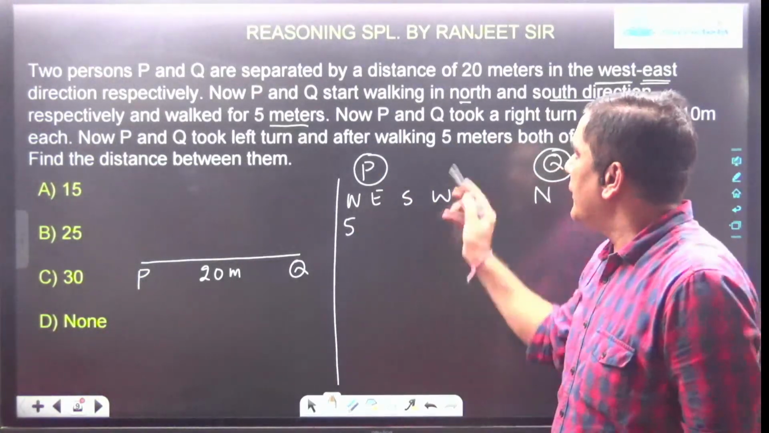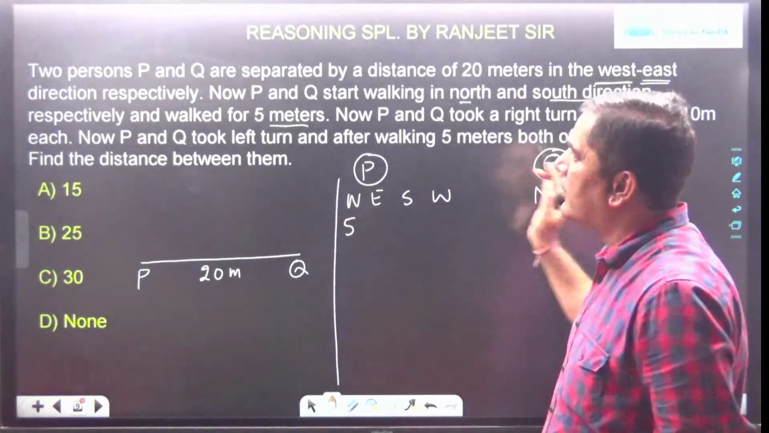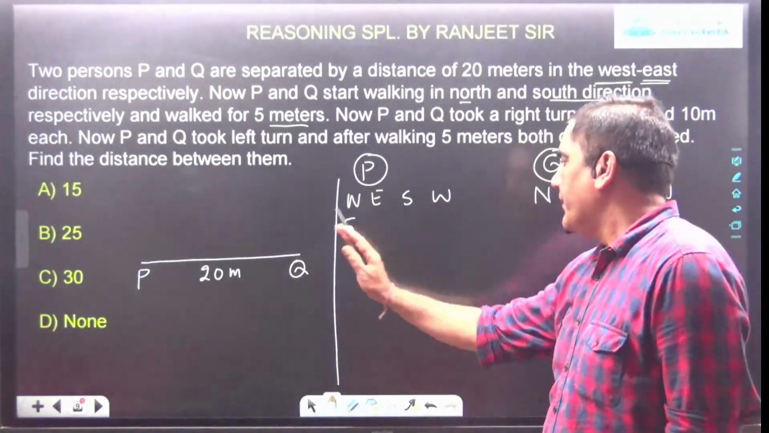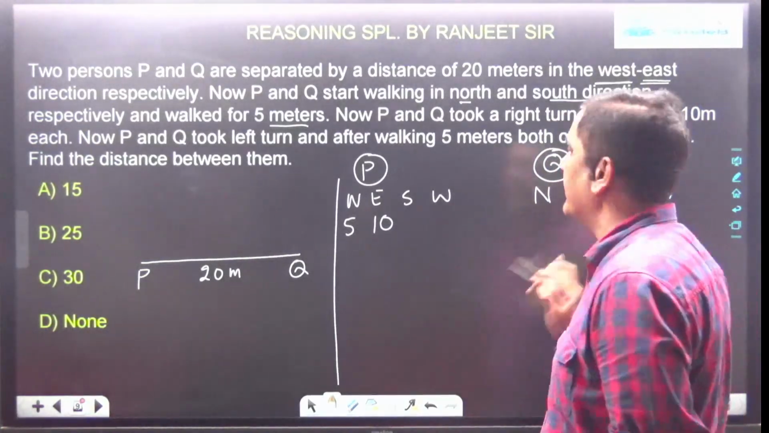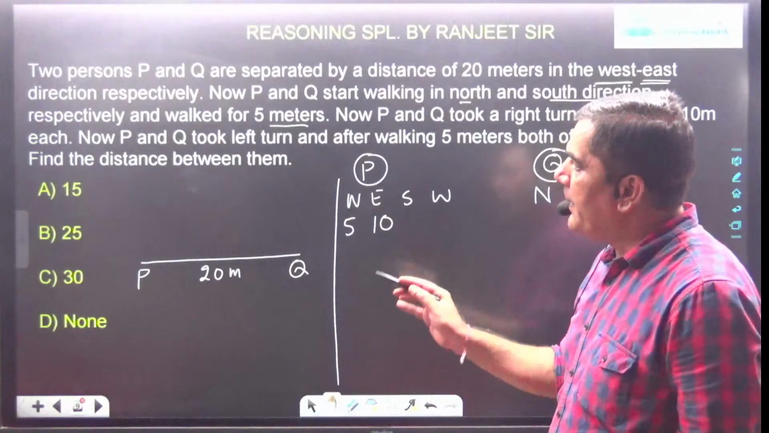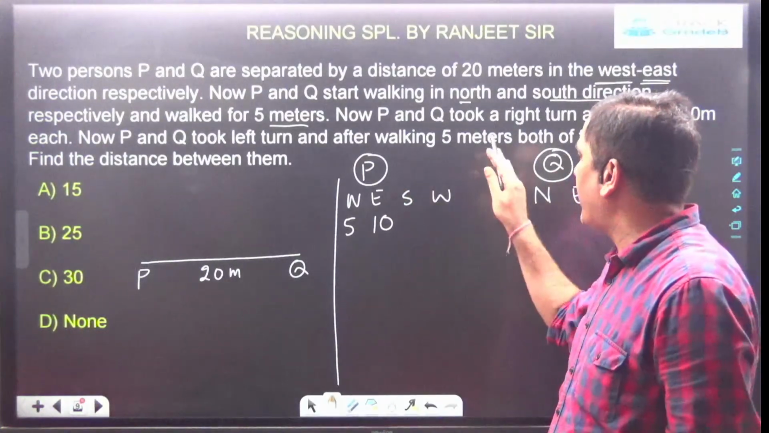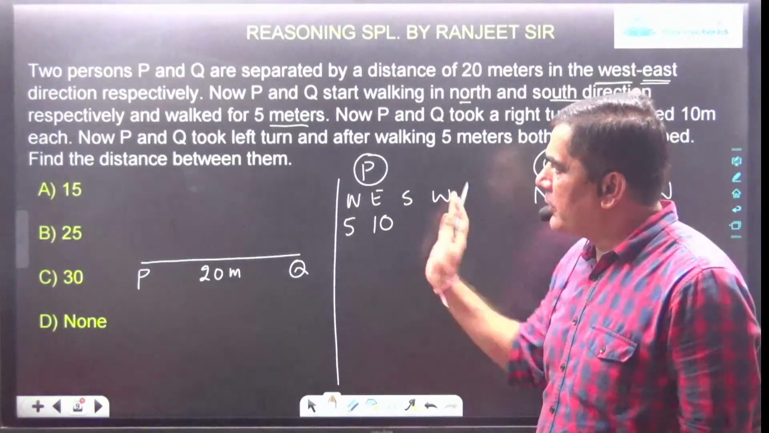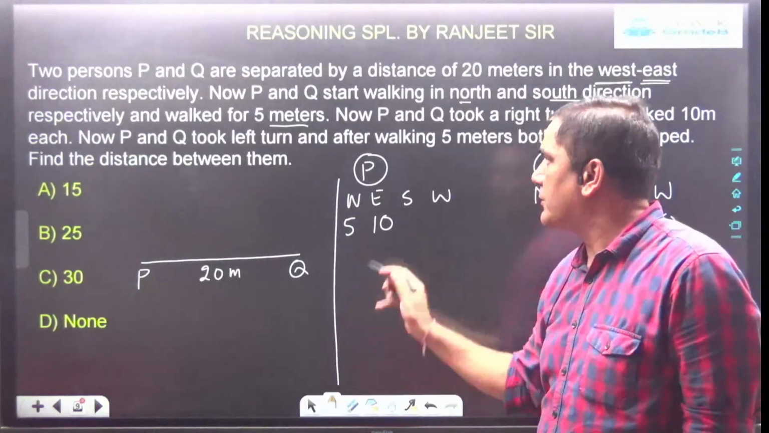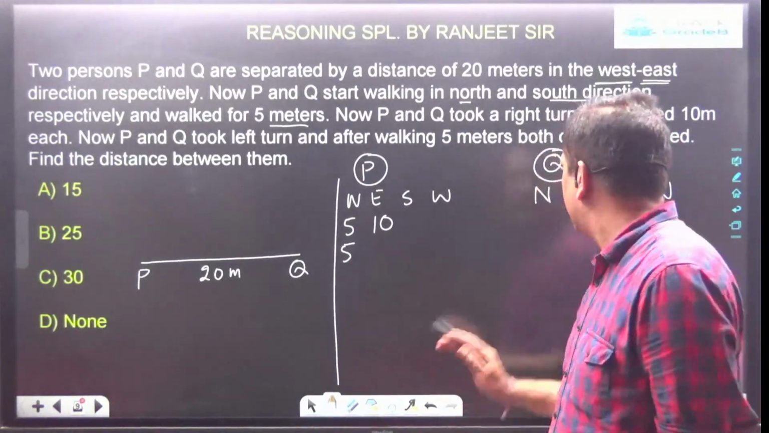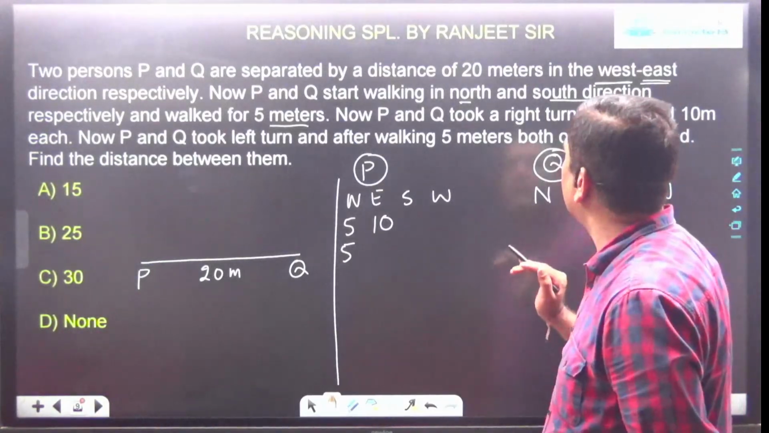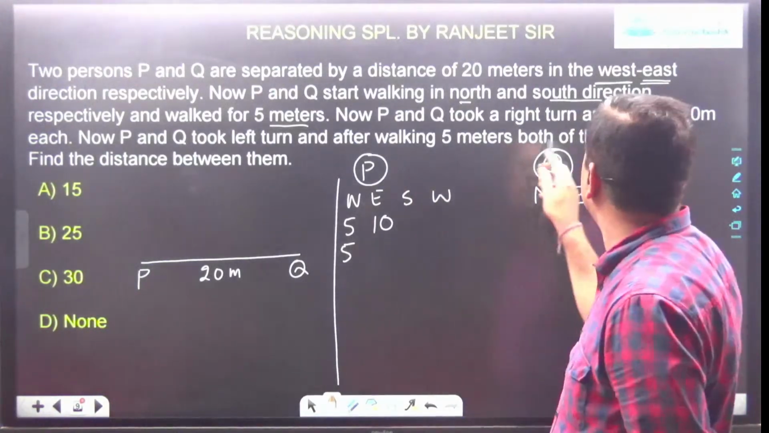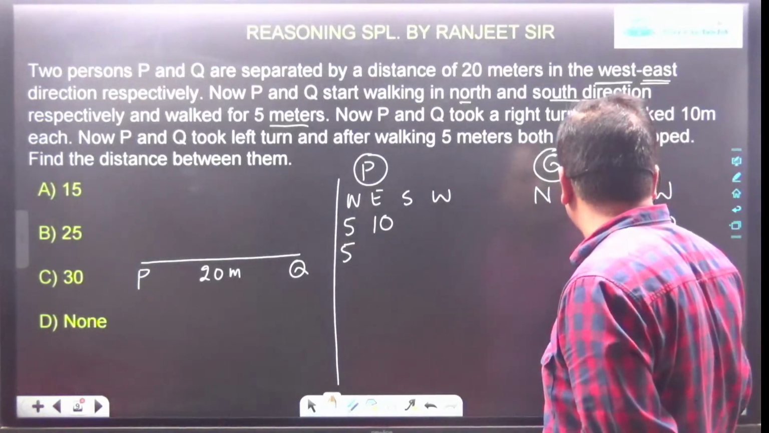Now P and Q take a right turn and walk 10 meters each. P's right will be east, so this will be 10, and this right will be west, 10. Now P and Q take a left turn and after walking 5 meters, both of them stop. So both have taken the left turn. So left will be what? North, and they have gone for 5. Left is what? South, and goes for 5.